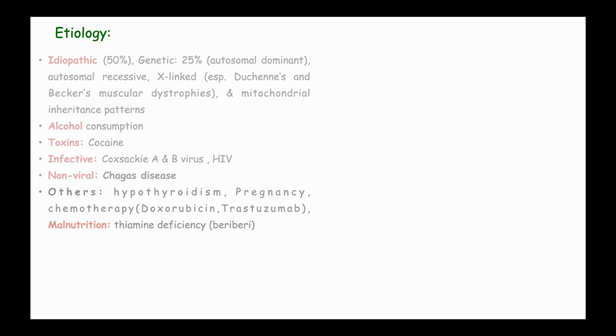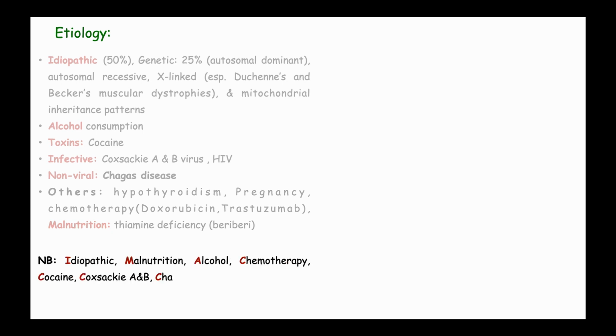A very simple way of remembering the most important causes of dilated cardiomyopathy is what I have given as IMAC CCTV. The I stands for idiopathic, M for malnutrition, A for alcohol, C for chemotherapy, cocaine, and Coxsackie. Then we also have Chagas, toxins, and viruses. So these are the main causes of dilated cardiomyopathy.